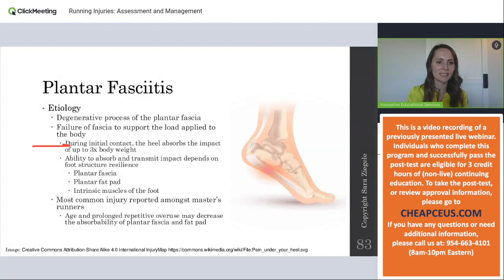Plantar fasciitis really being a degenerative process of the plantar fascia, really being a factor in runners most of the time because of this heel loading. So we know that during initial contact, a heel strike can absorb up to 3 times the body weight in impact forces. So there's a lot of load going through here on a very repetitive basis. The ability to absorb the load is going to be dependent on not just the plantar fascia, but also the plantar fat pad and the intrinsic muscles of the foot. Age has a factor in this because not only is the prolonged nature of repetitive use a factor, but also the absorbability of these structures can change over time.